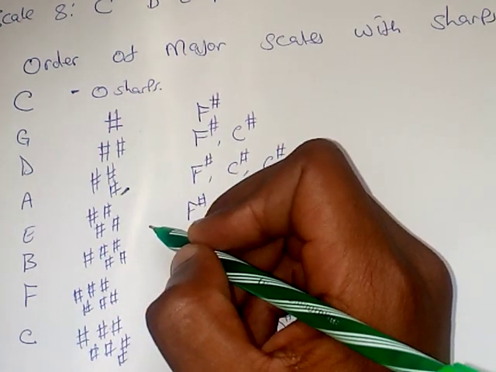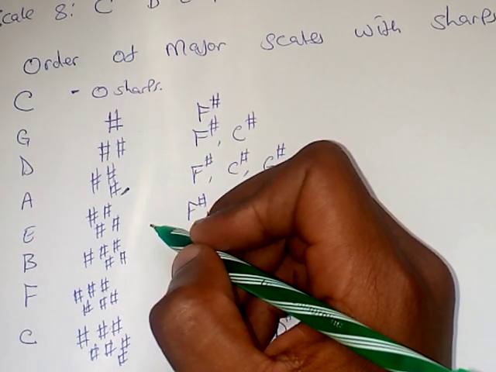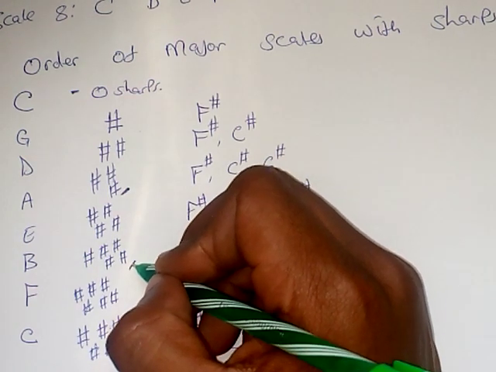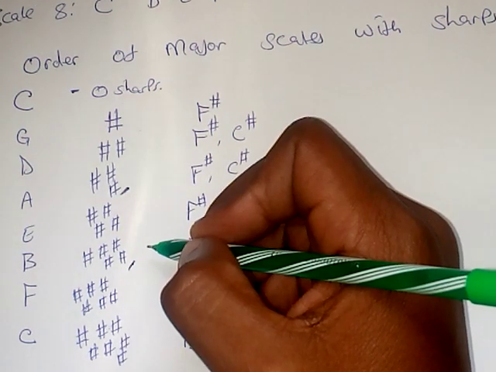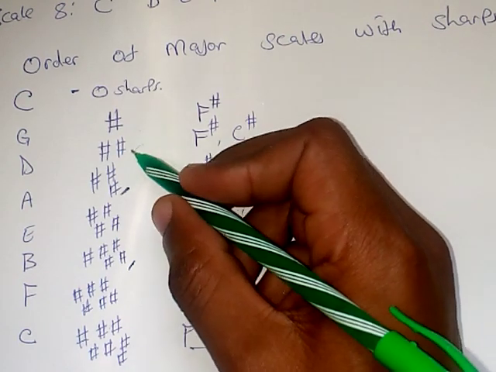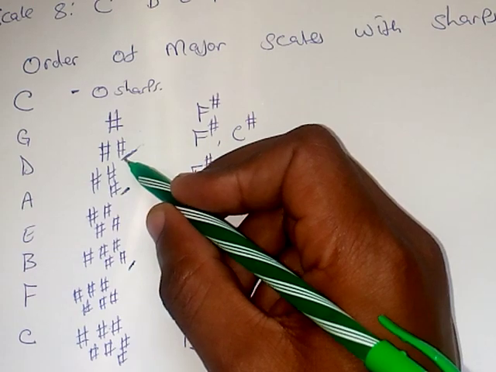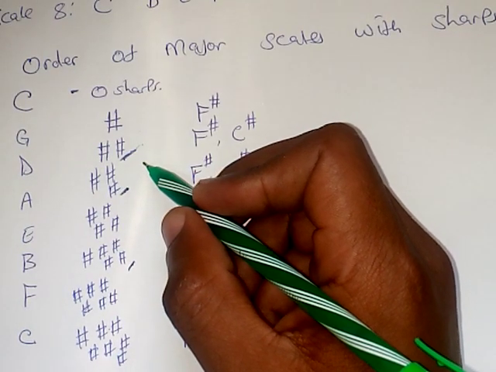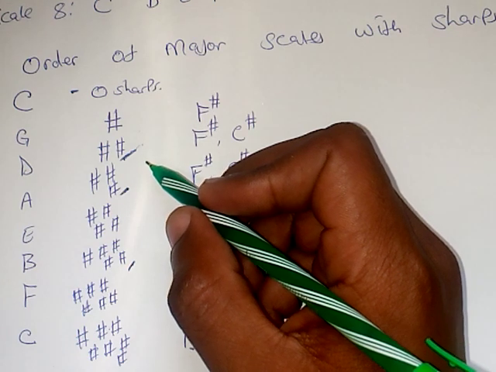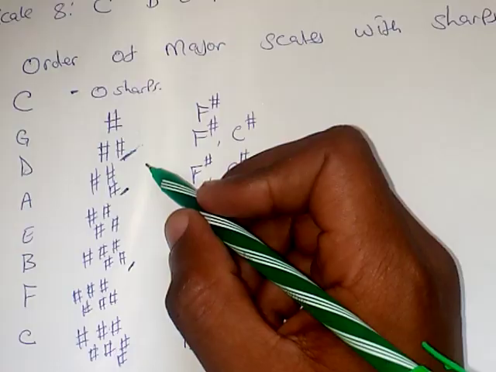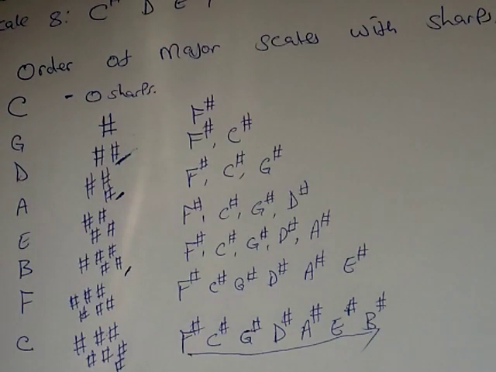If for example a piece is in key B major, it will be indicated with 5 sharps. If it is key D, the key signature will be represented by 2 sharps. If it is in key C major, we won't see any sharp or flat for the key signature. That is all about order of major scales with sharps.